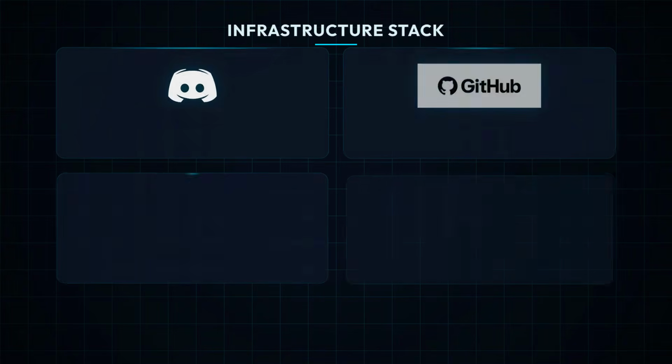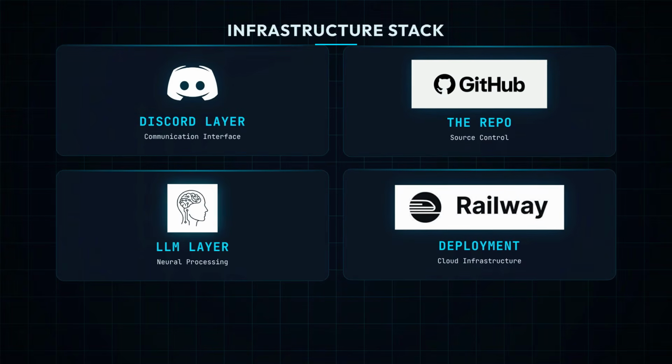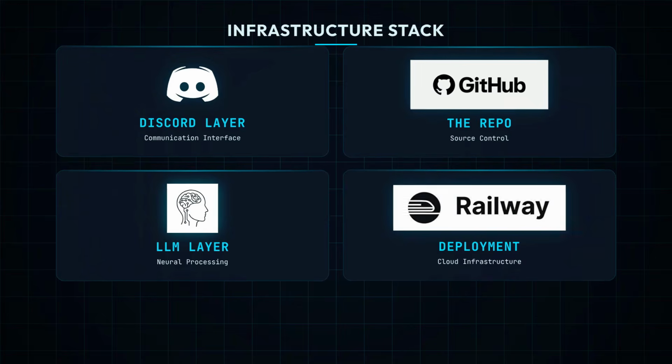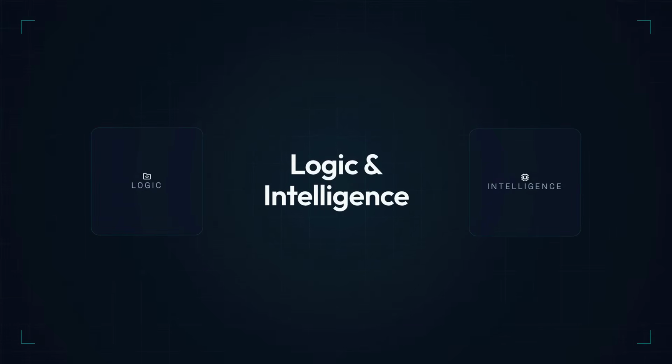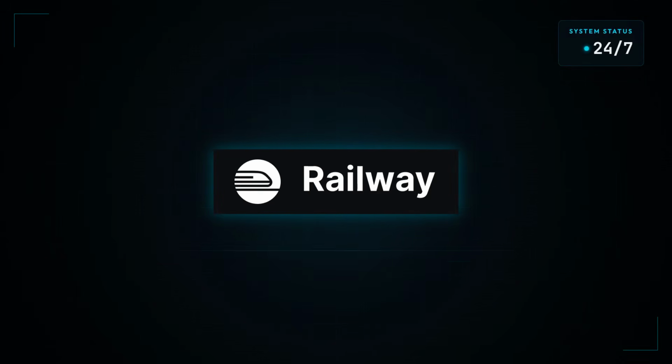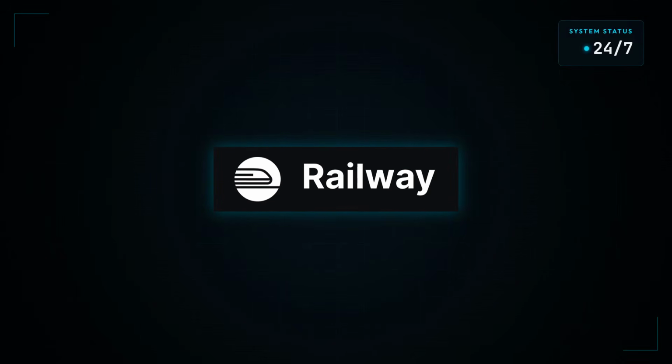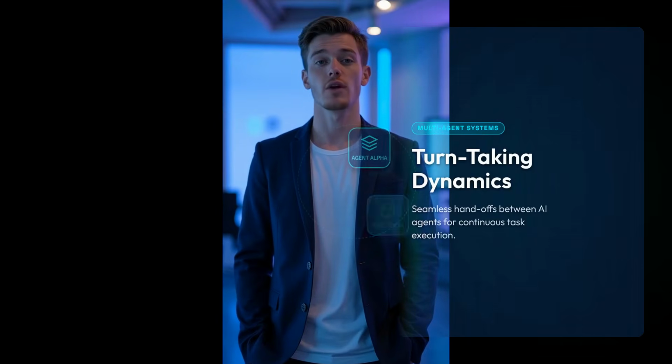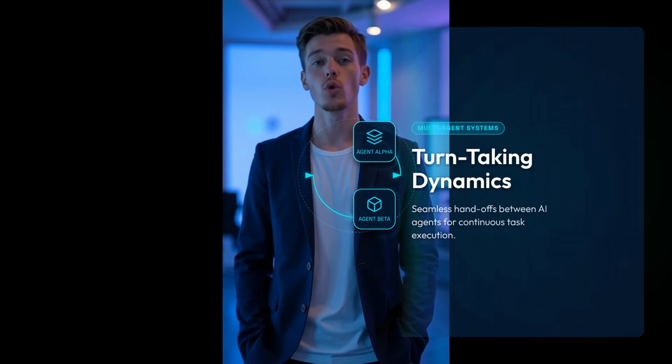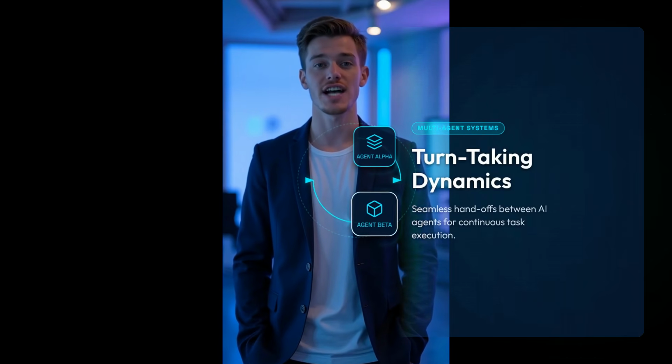Before we touch code, here's the shape of the whole system. There are 4 pieces. First, the Discord layer, one application with multiple bot users. Second, the repo, the code base for bot logic and personas. Third, the language model layer, the API or local model that generates the responses. Fourth, the deployment layer, Railway, which keeps this running continuously even when your machine is off. The part that makes this feel like a real meeting is the orchestration logic, the rules for turn taking and deciding when the conversation is finished.